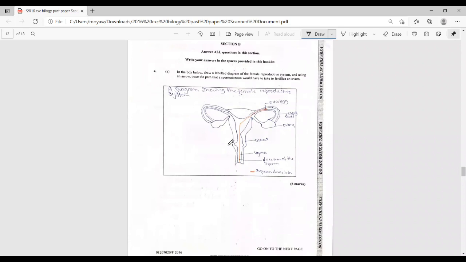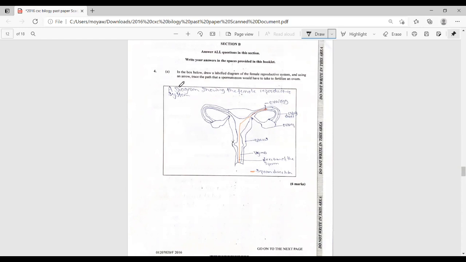Section B. Answer all questions in this section. Write your answers in the space provided in this booklet. So we have 4A. In the box below, draw a labeled diagram of the female reproductive system and, using an arrow, trace the path that the spermatozoan, or the sperm, would have to take to fertilize an ovum, which is the egg. I've already drawn the female reproductive system.